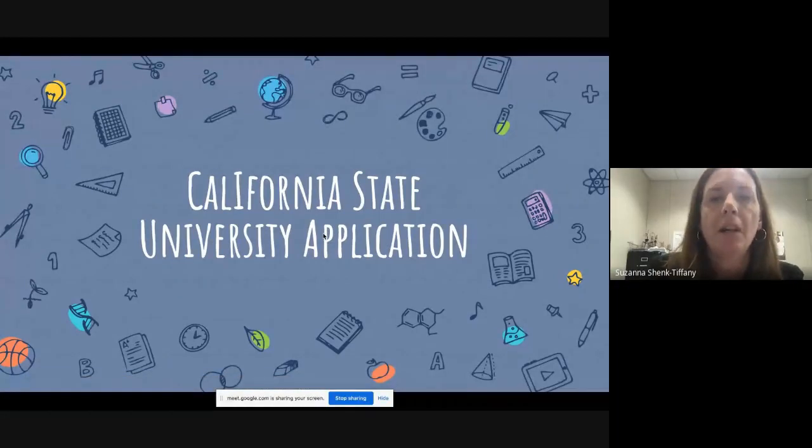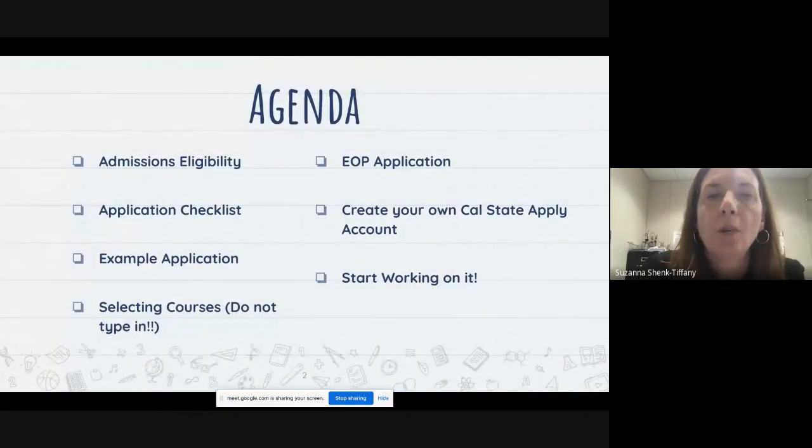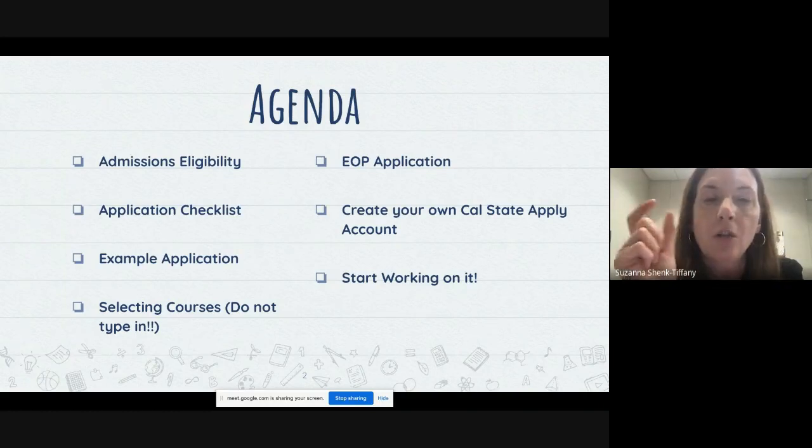Okay, so we're talking about the California State University application, or the CSU application. The agenda today, we're going to talk about the admissions eligibility because it is different this year than it has been in previous years. We're going to go over an application checklist, what you need to have in order to do your application. I'm going to show you my sample application, and I'm going to show you the usual two problems that students have, if they have a problem.